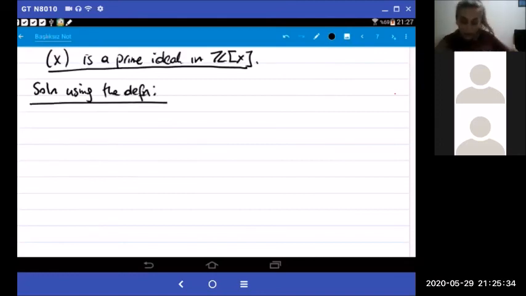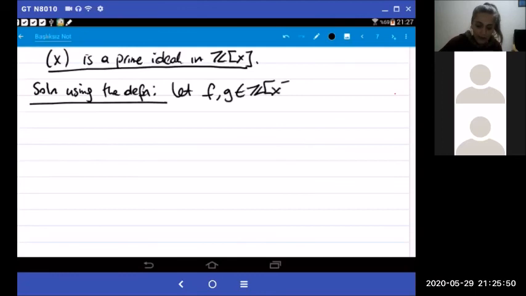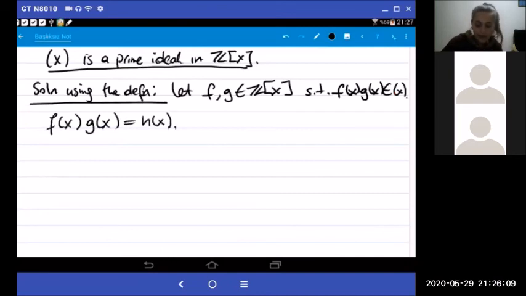Okay, now for this one, we need to take two polynomials such that the product of these two lies in the ideal generated by x. Let f and g be two polynomials in Z[x] such that f of x times g of x lies in the ideal generated by x. Being in this principal ideal means that f of x times g of x is h of x times x for some polynomial from the ring.